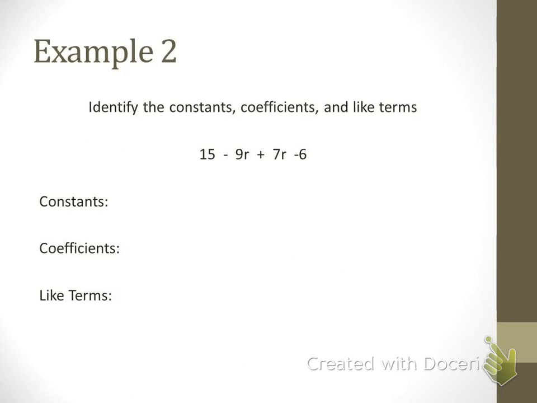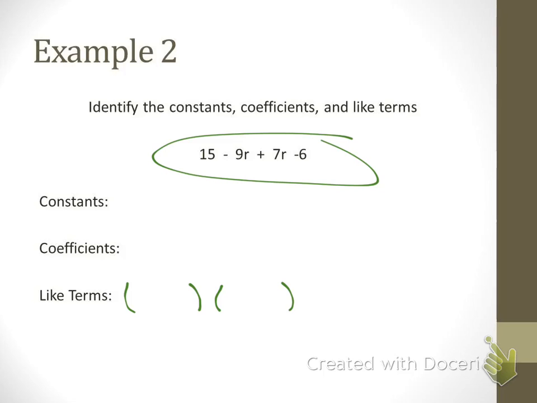Now, you have questions like this on your homework tonight, and you don't even have to simplify. All we're doing is identifying what are the constants, what are the coefficients, what are the like terms. And remember, I want your like terms in parentheses, so group them in parentheses. Okay, go ahead and identify, use this expression right here, tell me what are the constants, what are the coefficients, and what are the like terms. Don't forget your sign. Watch those signs that are in front of each number.